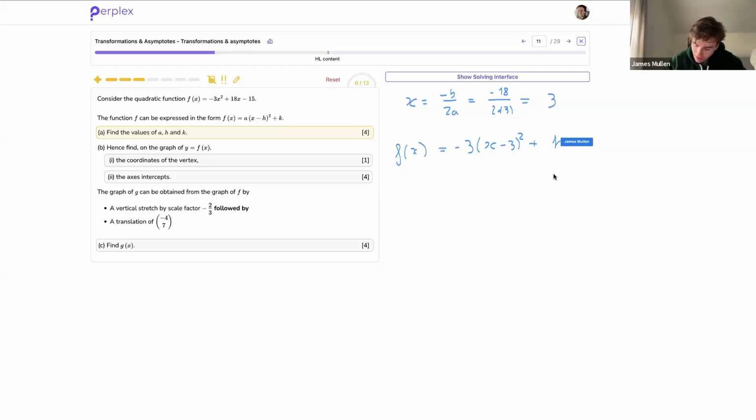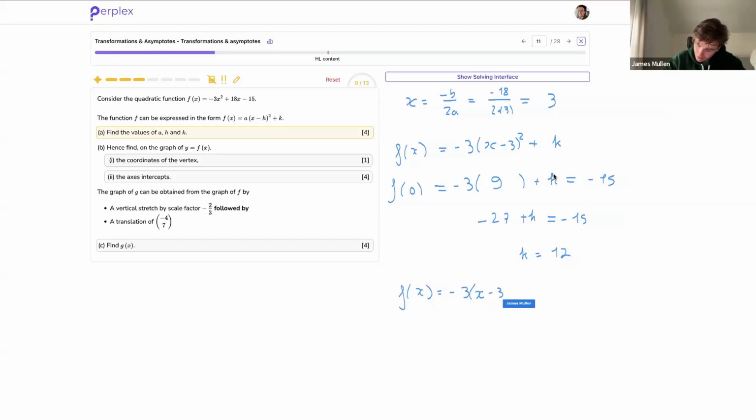And all I have to find is the plus k. How do I find plus k? Well, if I expanded the constant terms here, I would get -3 times 9, plus k. So if I did f(0), I would get -3 times 9 plus k, and that's supposed to be equal to -15. So -27 + k = -15, which means that k = 12. Okay? So f(x) = -3(x - 3)² + 12. That is the answer to part A.